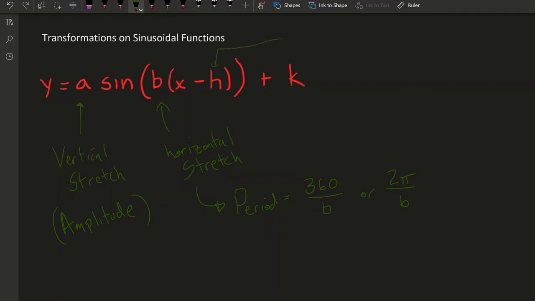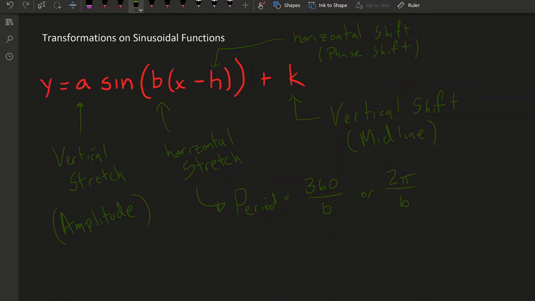Now, h is going to be the horizontal shift, or in a lot of cases here, people call this a phase shift. And then k is going to be the vertical shift. In sinusoidal functions, the vertical shift is also a quick indicator of where the midline is.